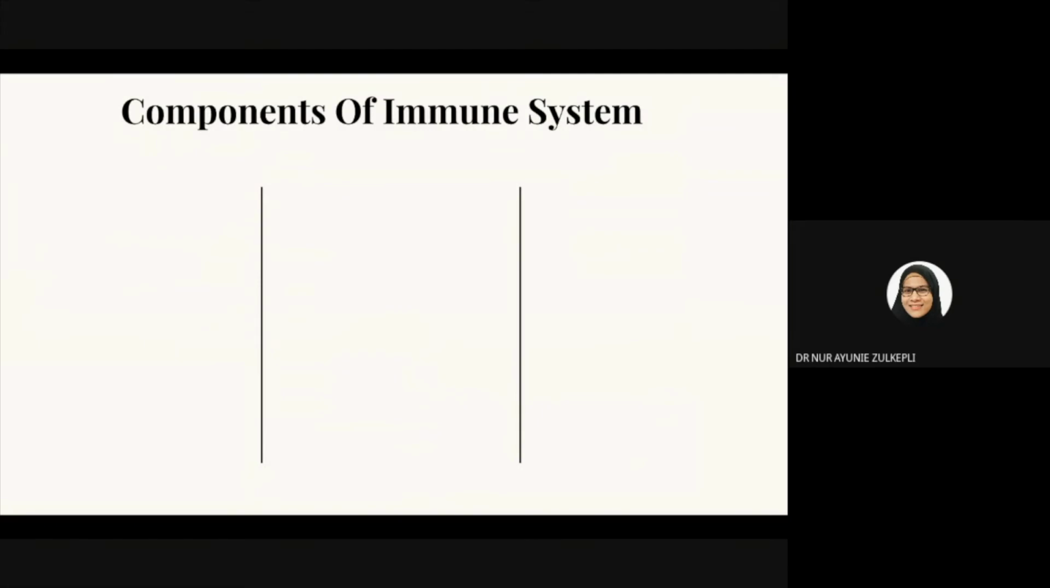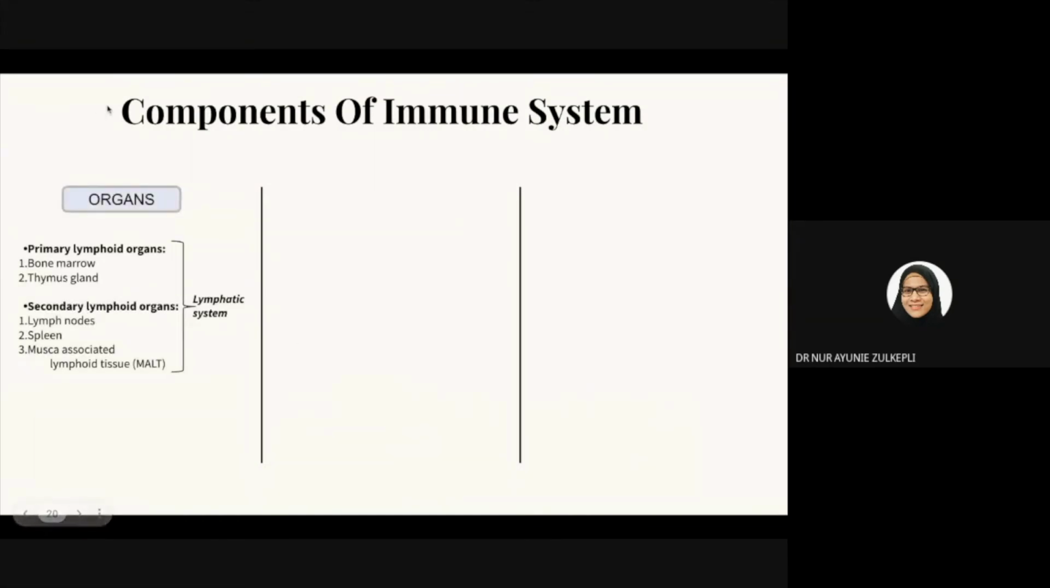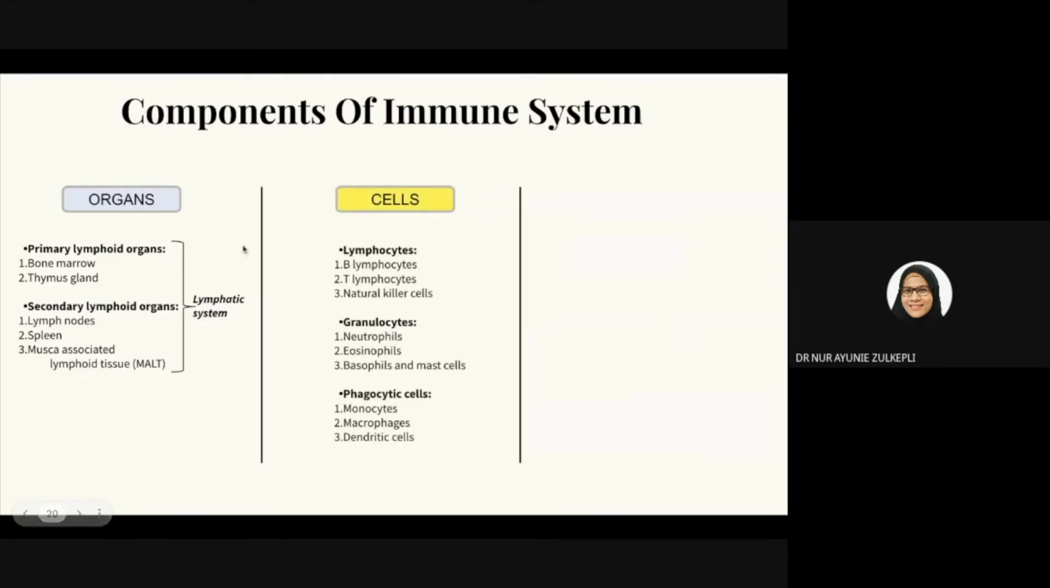Okay, what are the components of the immune system? The first one, like I said, is the organs. We call it the lymphatic system. It's divided into two: the primary lymphoid organs and the secondary lymphoid organs. The primary usually involve the bone marrow and the thymus gland. And for the secondary, we have the lymph fluid, the lymph vessels and lymph nodes, the spleen, and mucosa-associated lymphoid tissue, the MALT tissue. Okay. And the second one is the cells that also make up our immune system. They are composed of lymphocytes, granulocytes, and phagocytic cells.